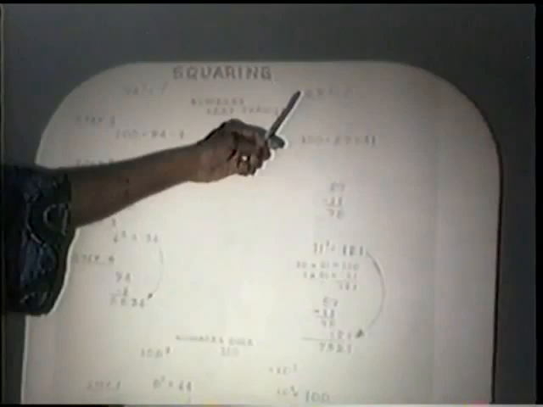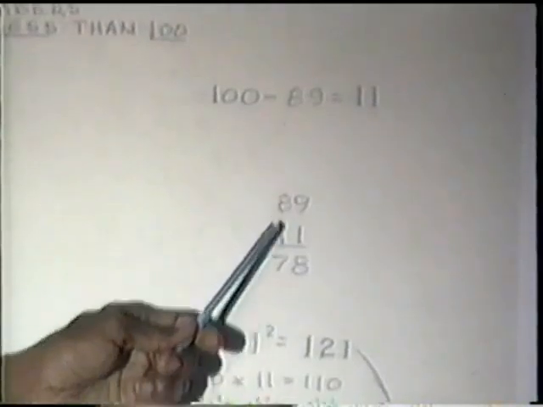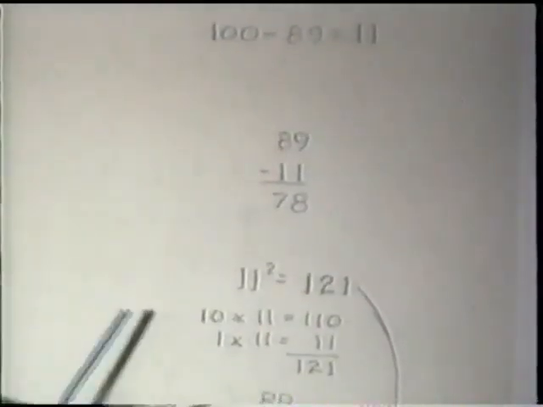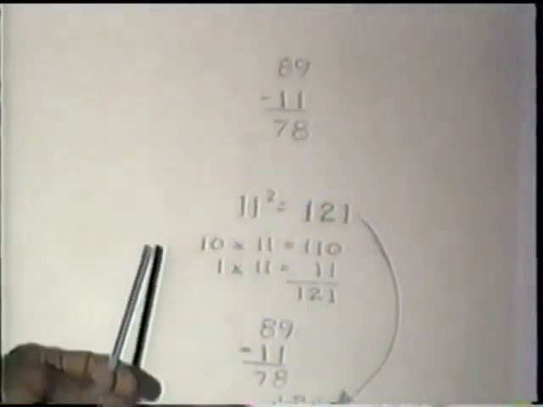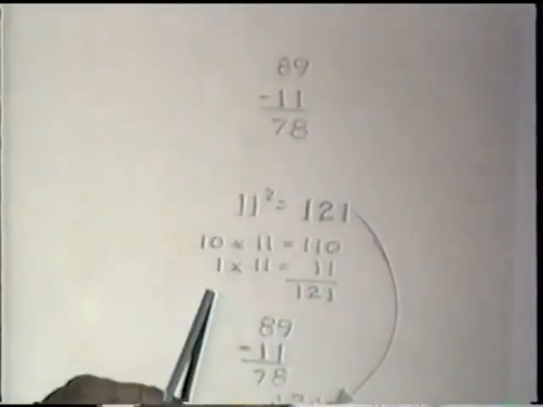Now let's do 89 square. What is 89 times 89? What is the difference between 89 and 100? It's 11. We bring down 89, subtract 11 from 89, we get 78. What is the square of 11? It's 121. How we did that is 10 times 11 is 110, 1 times 11 is 11, so 121. I'll show you that some more later.